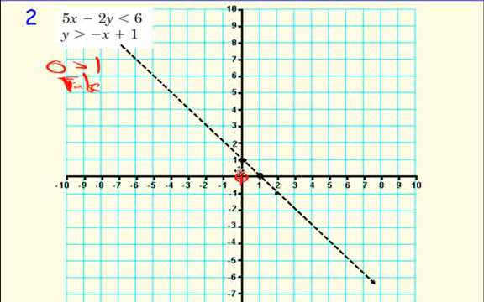So that means this point is false. So I'm going to go to the other side. So I just know it's on this side of the line. We have some work to do for the other equation. We have to get y by itself.